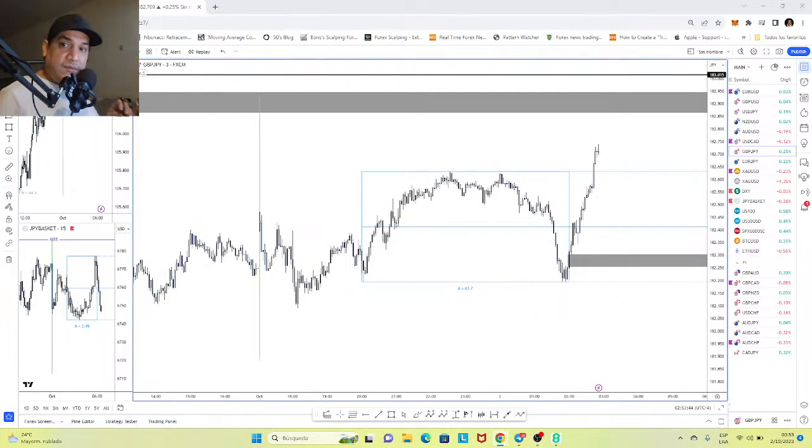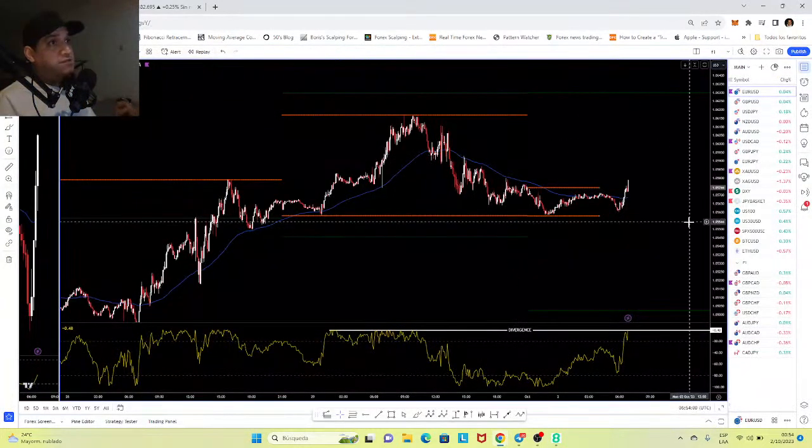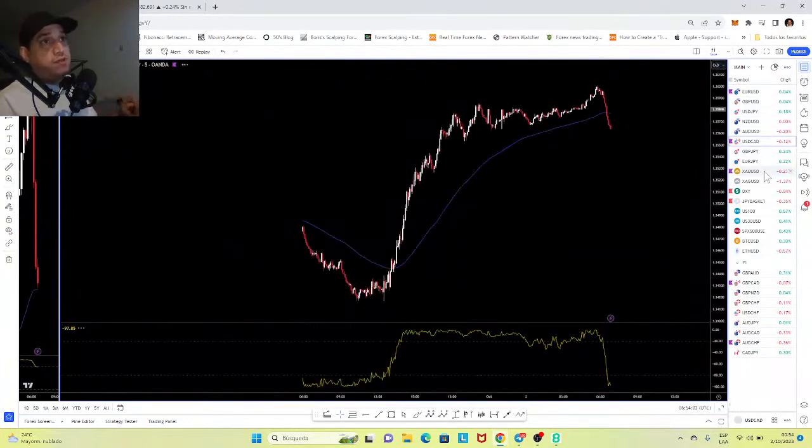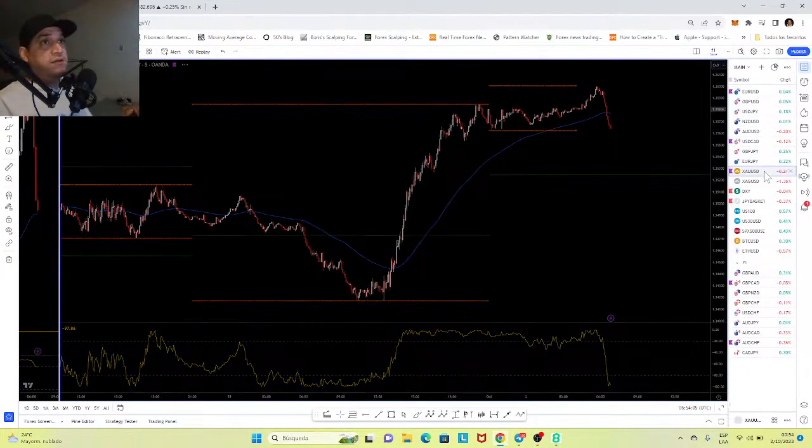Is GBP yen manipulated like Euro USD? I mean, everything is manipulated, mate. That's why it's so difficult to make money consistently trading the financial markets. That's why I mostly trade the F1 strategy. Just looking at my setups on the F1 strategy.